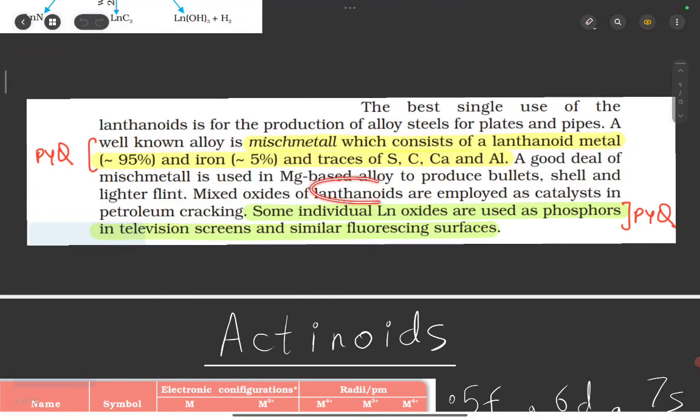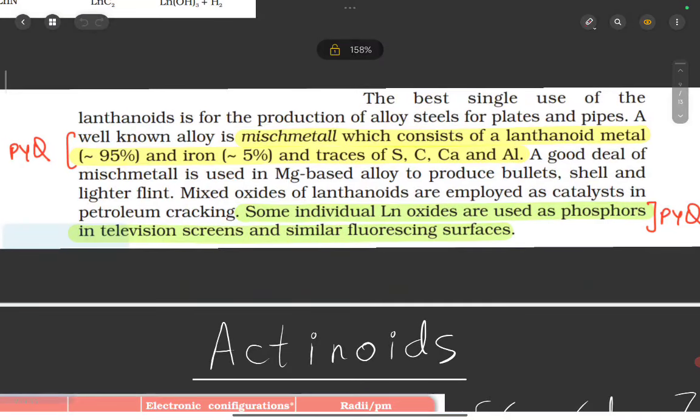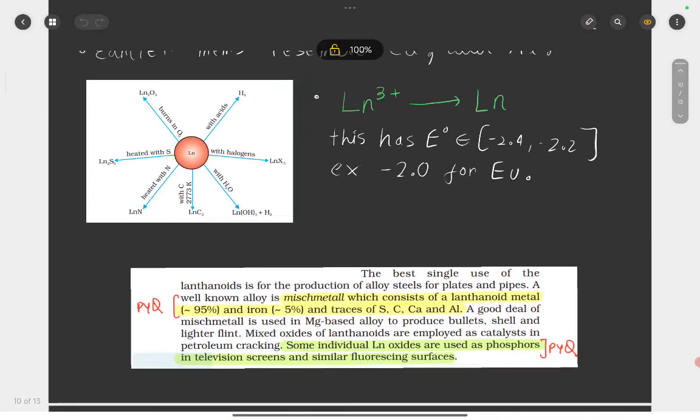And some lanthanoids are used as catalysts in petroleum cracking. Like, you turn crude oil into petrol. So for that, a lot of lanthanoids are used as catalysts, and some individual oxides are used as phosphors in television screens and similar fluorescing surfaces. Just remember these words. Even I don't know what they mean. Just remember phosphors for TV screens and fluorescing surfaces.